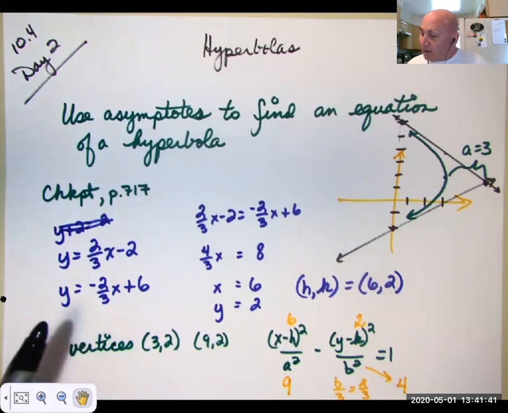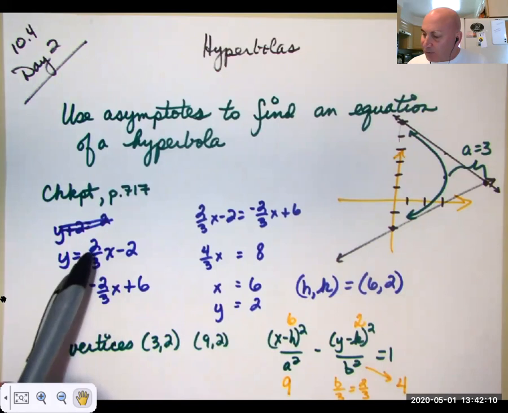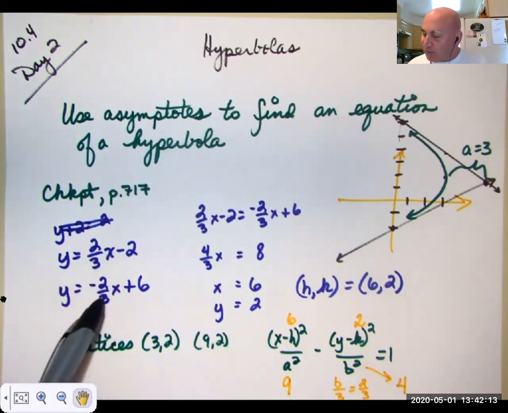So to find the center of the hyperbola, which I need for my h, k value, I just set these two y values equal to each other, solve for x, solve for y. So my hyperbola is centered over here at 6, 2. That's just the intersection point of the two asymptotes. We also know that the slope of the asymptotes are positive 2/3 and negative 2/3, so that's going to be helpful.